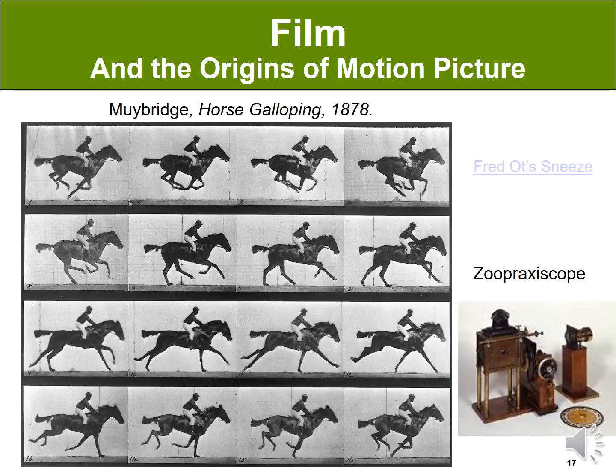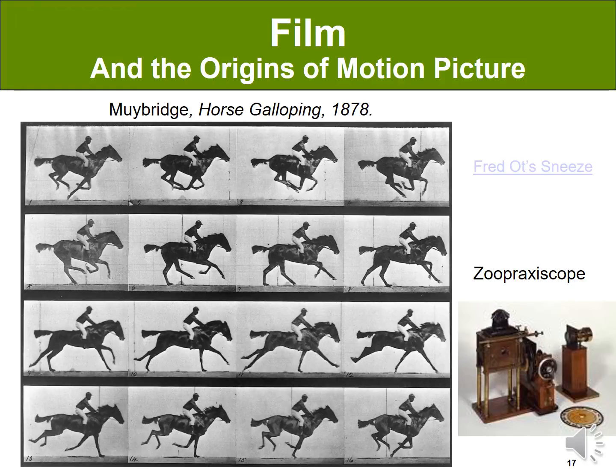He later combined successive images in a spinning wheel, similar to a flip book, called a zoopraxiscope. This led to the search for continuous motion photography, or film. First, George Eastman experimented with celluloid film to string images together. Remember, he created the first Kodak camera.